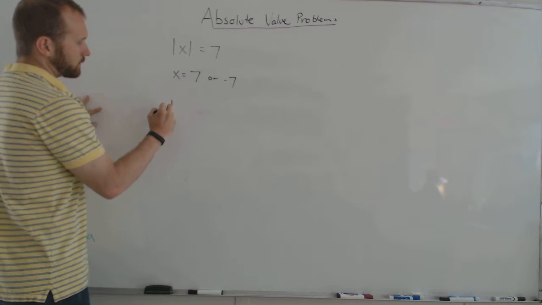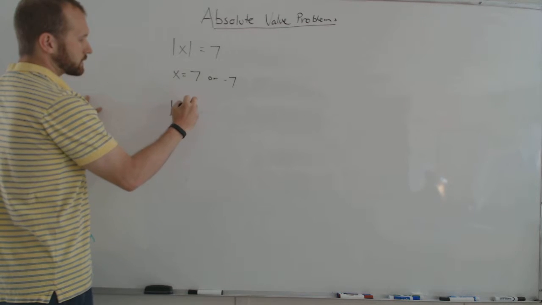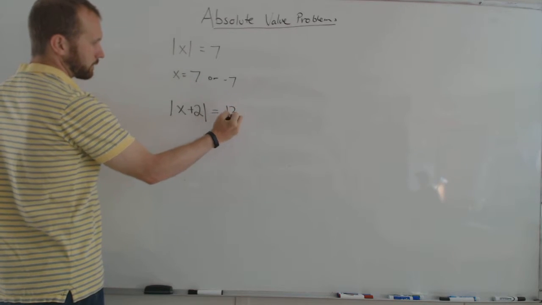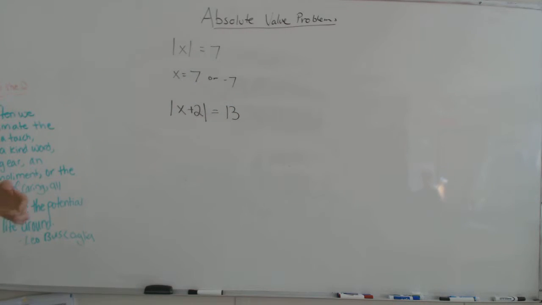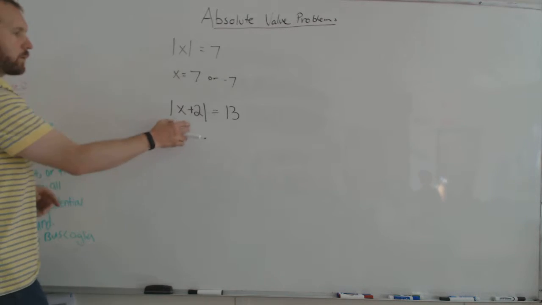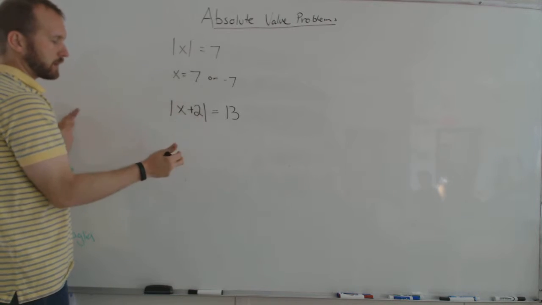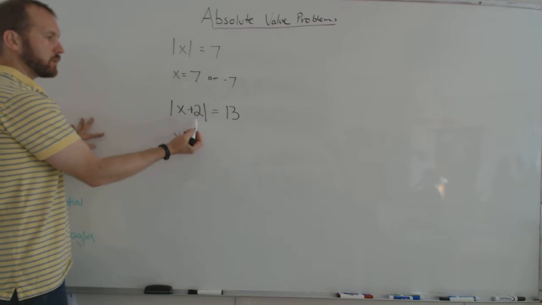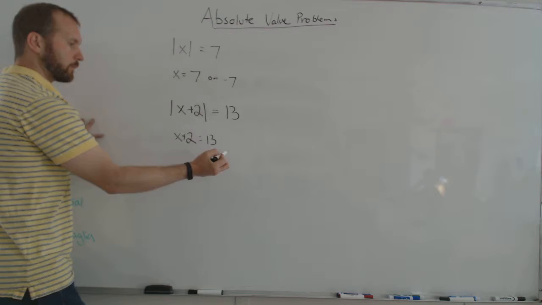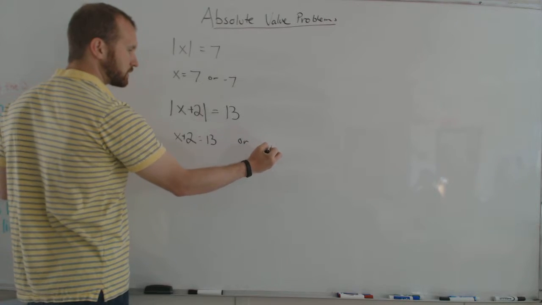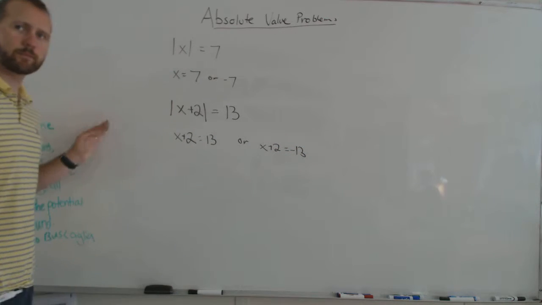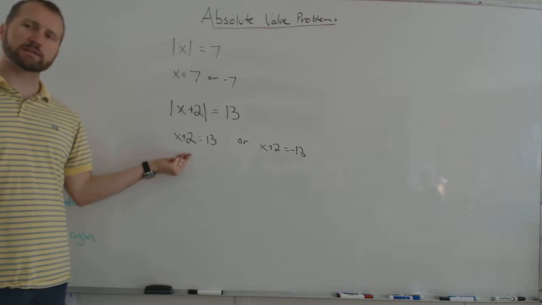What if I asked you for the absolute value of x plus 2 equaling 13? So you could try to figure this out in your head, but there's an easier way. We're going to take what's inside the absolute value, x plus 2, and we're going to set up 2 equations. Either x plus 2 has to equal 13, or x plus 2 has to equal what? Negative 13. Now I can figure out what x has to be.